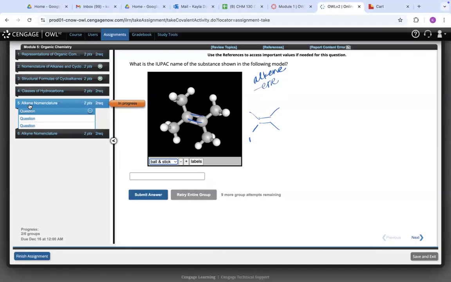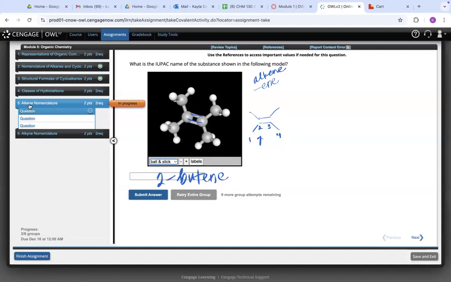Next step is to number the longest chain. So I'm going to number 1, 2, 3, 4. So this is a butene. My next step, when I have functional groups that aren't alkanes, is to tell the audience where that functional group is. So our functional group here, the double bond, spans from carbons 2 to 3, but we only need to tell the audience the lowest. So we'd say 2-butene.